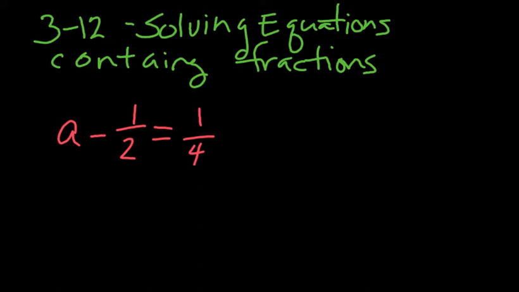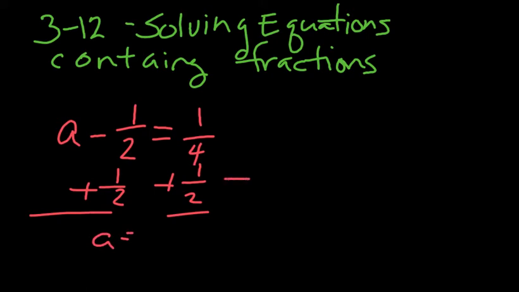So, remember we want to isolate the variable, which means get x on one side, or in this case a. So, we need to do plus 1/2 to both sides. Plus 1/2. Then we need a common denominator, which is going to be fourths. So 1/4 plus 2/4 is 3/4.